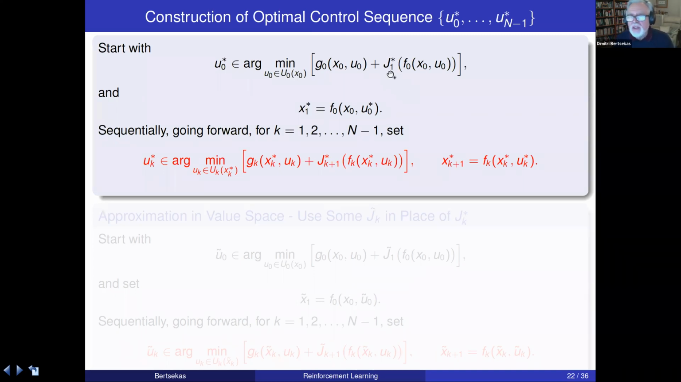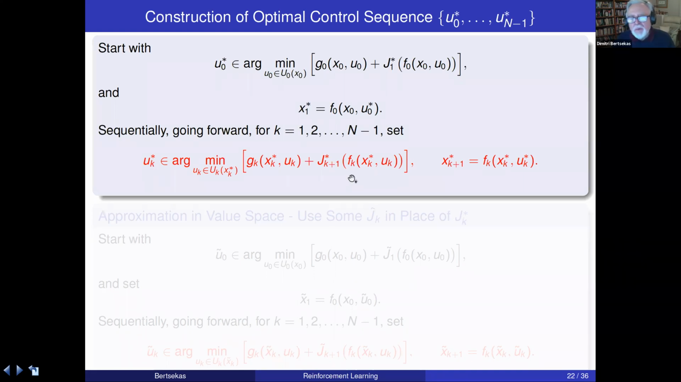So if I have all these J stars, then I'm in good shape. I can calculate the optimal cost going forward. It's like having obtained the value network and then using online play in AlphaZero. You may view the calculation of J star as the training process, offline training, and then online control generation through this process here.